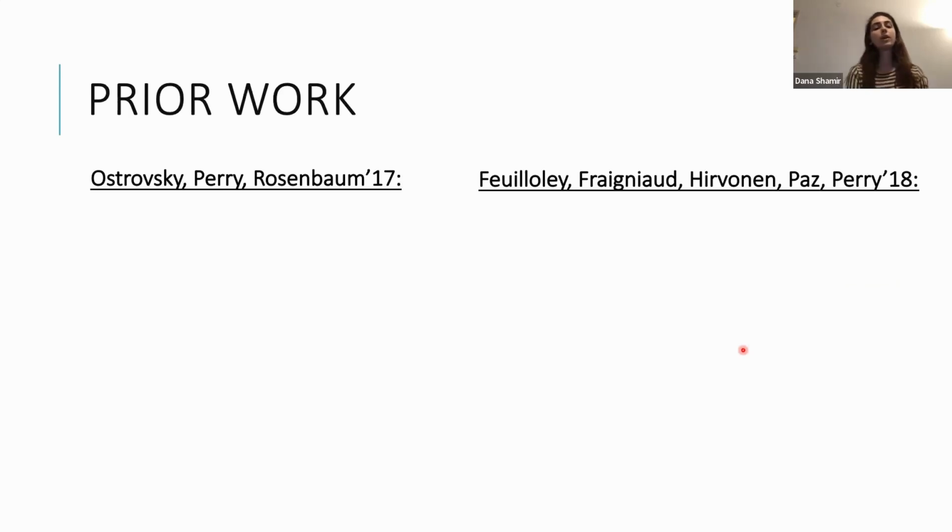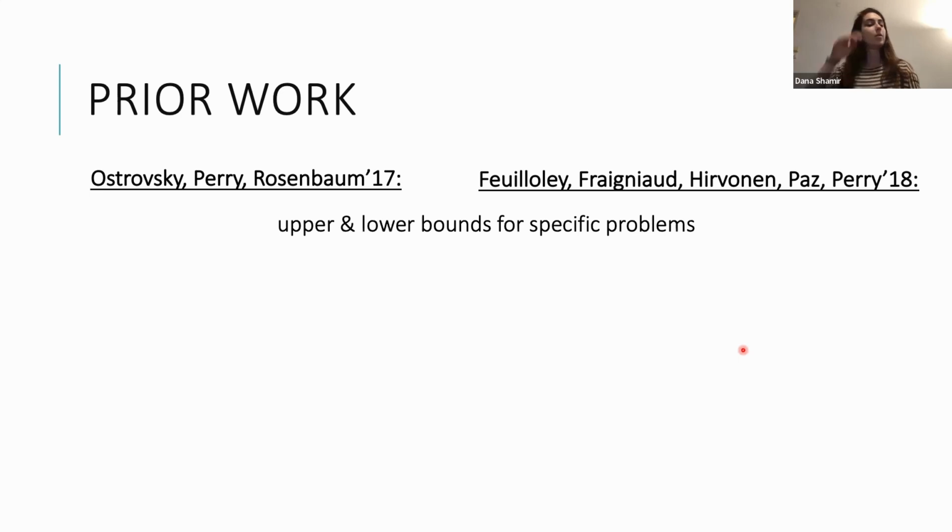And the prior work in this area of Ostrovsky et al. and Feuilloley et al. both show upper and lower bounds for specific problems. This is less relevant to our work because we are trying to find general trade-offs. As I said, we are looking for a transformer that takes a 1PLS and transforms it into a TPLS.